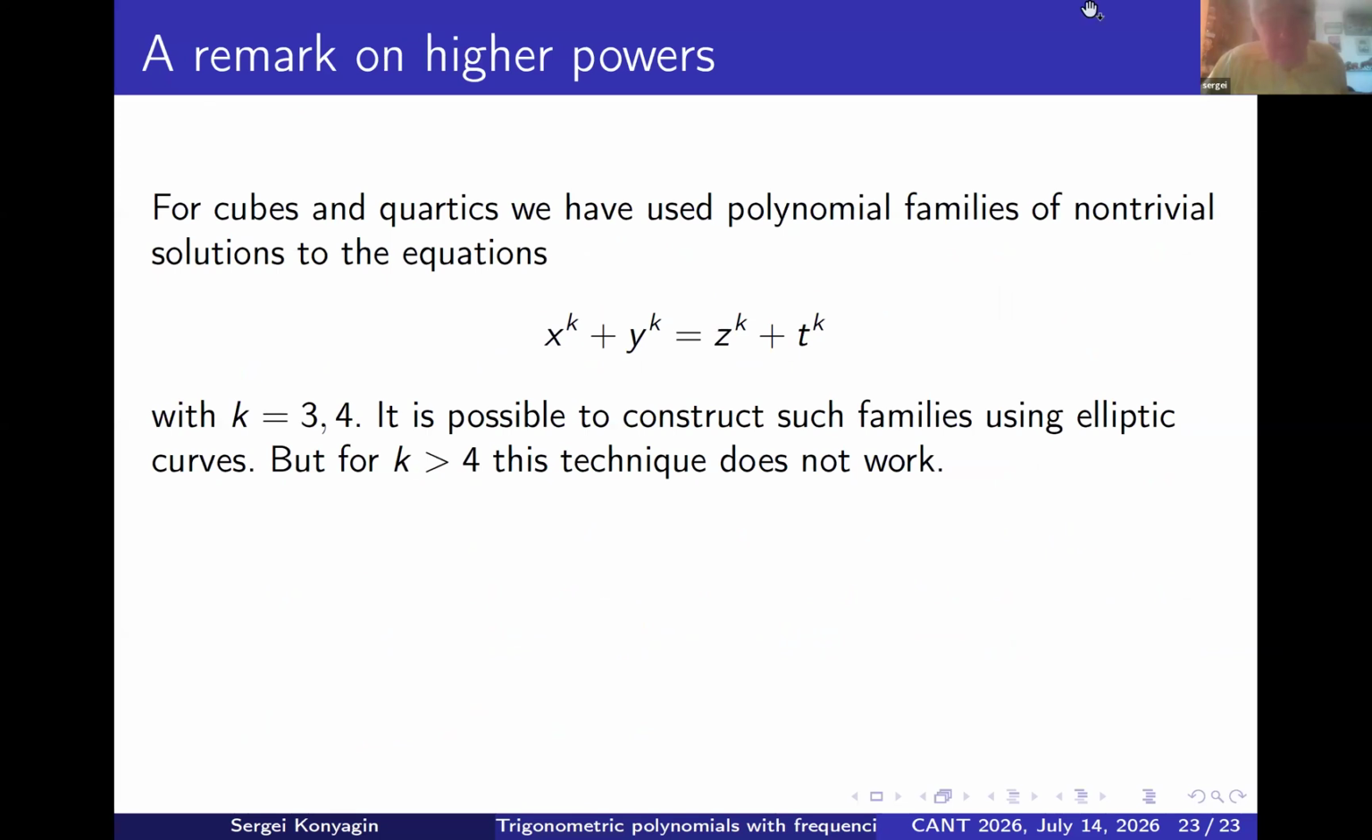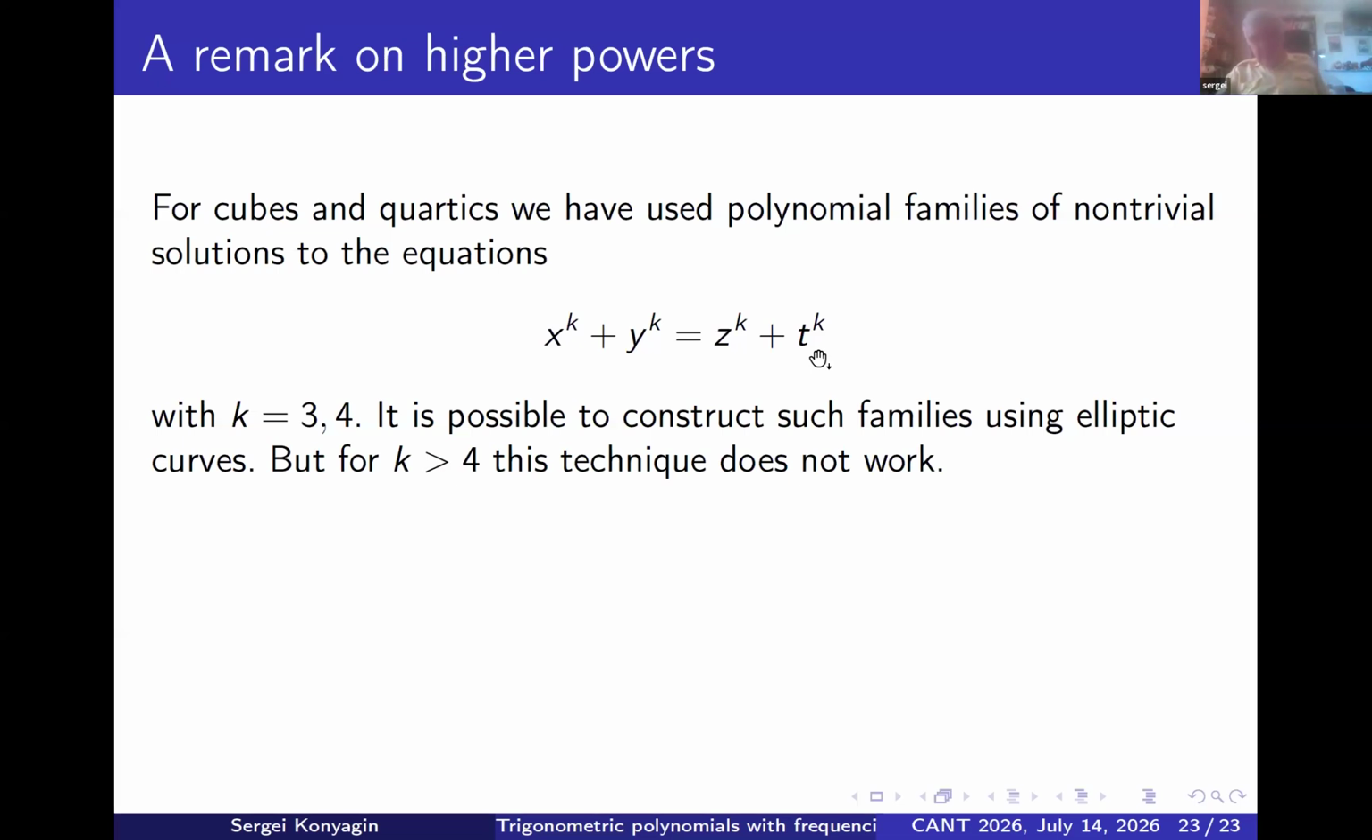And the concluding remark. So what do we use for squares, cubes, and fourth powers? For cubes and fourth powers, these solutions have some polynomial families of non-trivial solutions.